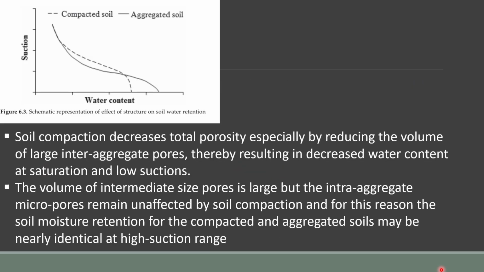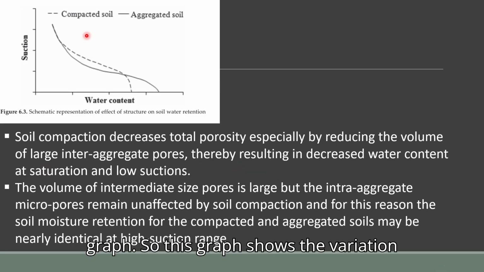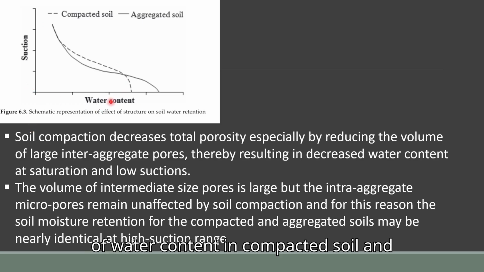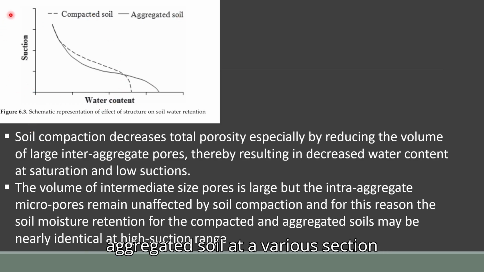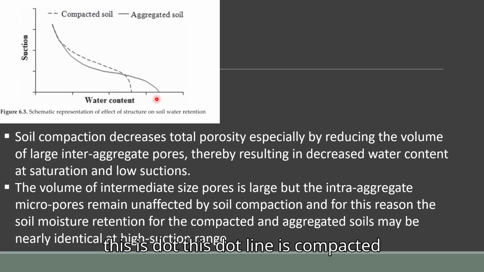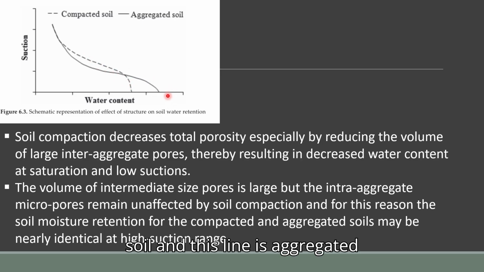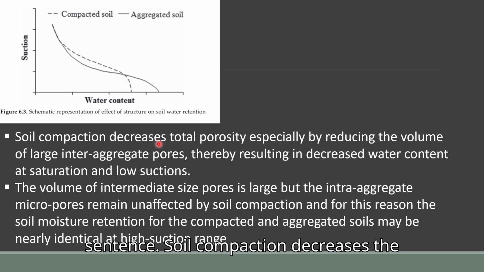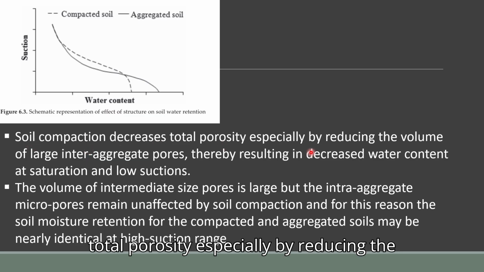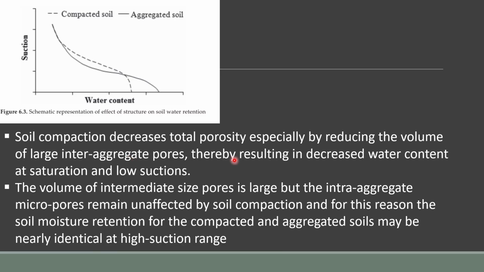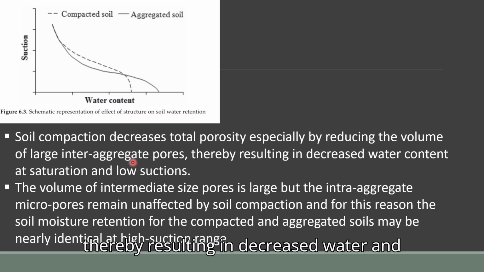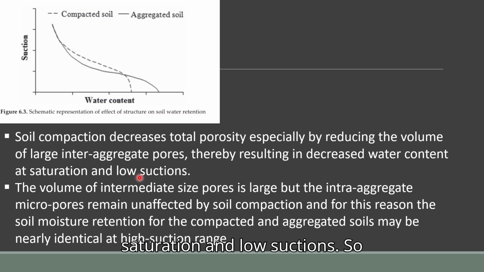The next concept is this graph. This graph shows the variation of water content in compacted soil and aggregated soil at various suction levels. The dotted line is compacted soil and this line is aggregated soil. I will read this sentence: soil compaction decreases the total porosity, especially by reducing the volume of large interaggregated pores, thereby resulting in decreased water content at saturation and low suctions. So what happens during soil compaction?